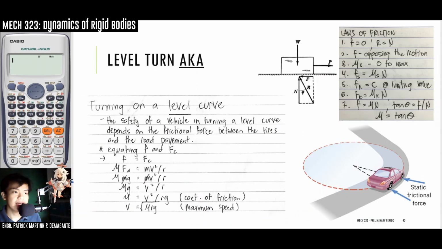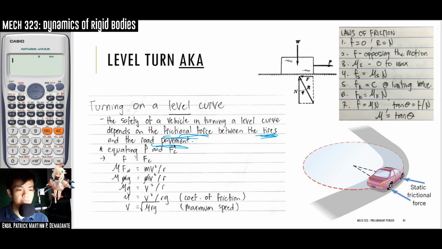Then, last time, I guess, ito na rin. Meron tayong level turn. Application din siya ng friction, no? Level turn or also known as turning on level curve. So, ito madalas sa mga sasakyan, no? The safety of a vehicle in turning a level curve depends on the frictional force between the tires and the road pavement. So, frictional force ng tires and ating road pavement.